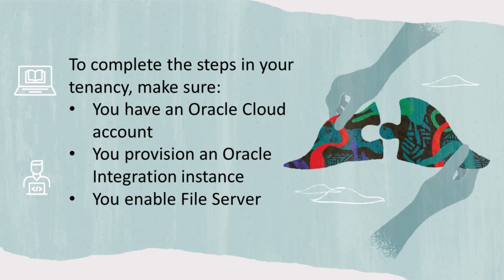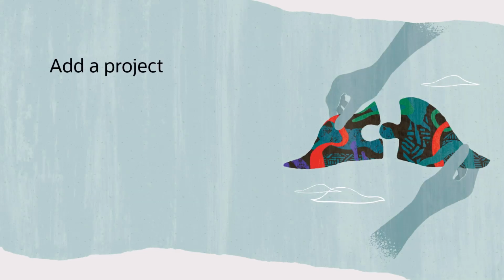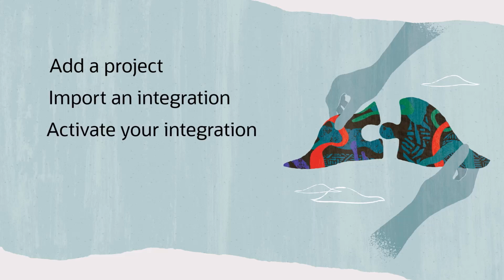Projects allow deployments of a selected group of integrations and their versions that can be activated, deactivated, and exported to other instances. Follow the information on this screen to replicate today's process within your own tenancy. Learn how to add a project, import an integration, and then activate, run, and monitor your integration within the project.